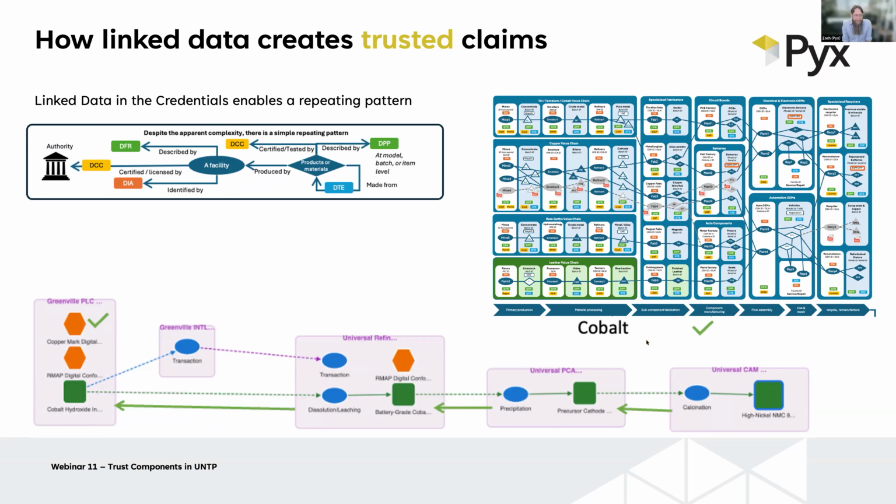But by linking all the way back, I can see that the cobalt hydroxide was mined in a specific country. And so I can verify the country of origin of mined materials through this set of linked claims that match the manufacturing process. That idea of linked claims and verification of linked claims gives us the ability to create trusted claims about a product based on linked data.